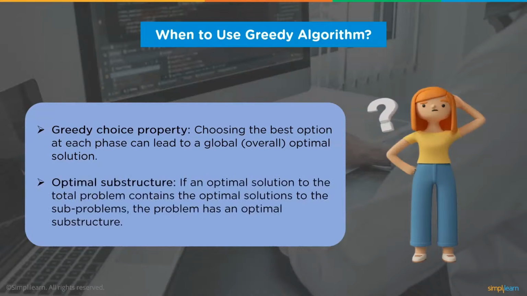The second condition is about optimal substructure. The problem has an optimal substructure only if an optimal solution to the entire problem comprises the optimal solutions to the subproblems. In simpler words, that means the problem can be split down into multiple subproblems, and the solutions to these subproblems can collectively lead to a solution for the entire problem. If both the above-mentioned properties are satisfied by the problem, then we can create a greedy solution for that particular problem. Moving forward, we will look into the steps for constructing a greedy solution.